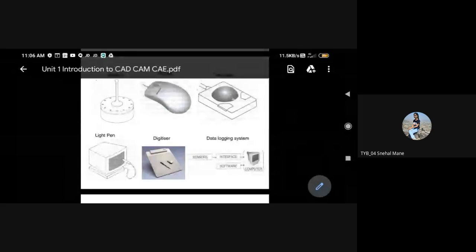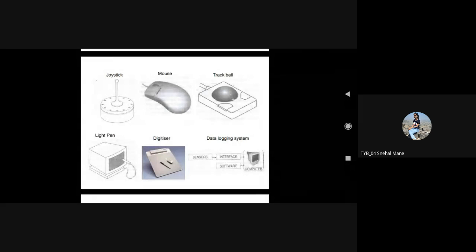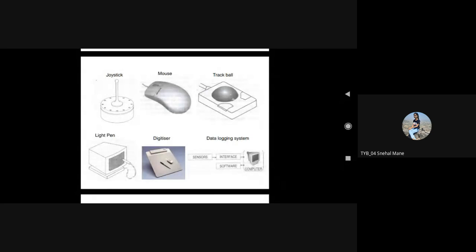There are input devices particular for CAD CAM or for software. For data transfer we have the joystick and mouse. The best example of a joystick is in pneumatic control. It is also an input or control device, and the joystick is also used in games. Then trace ball, light pen, digitizer.